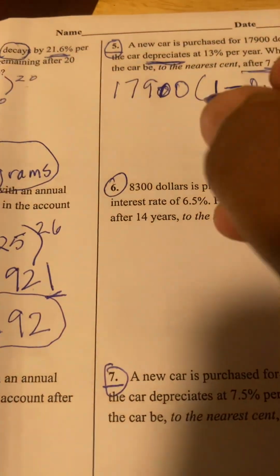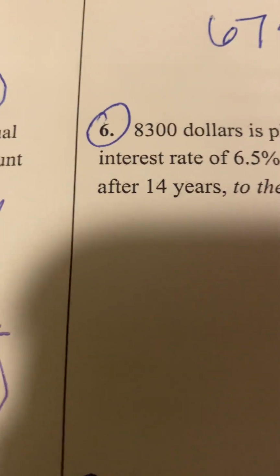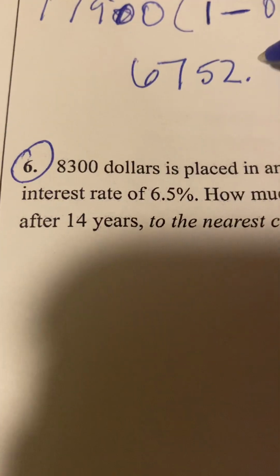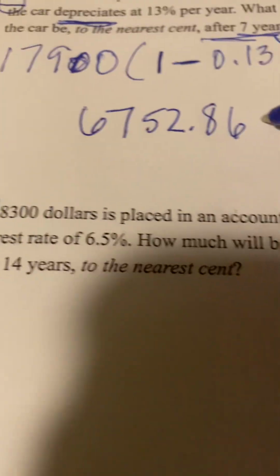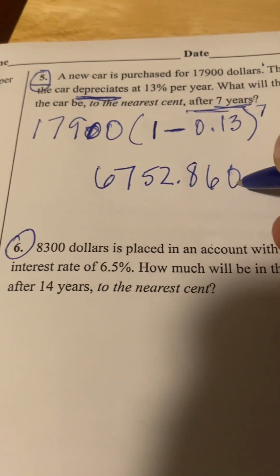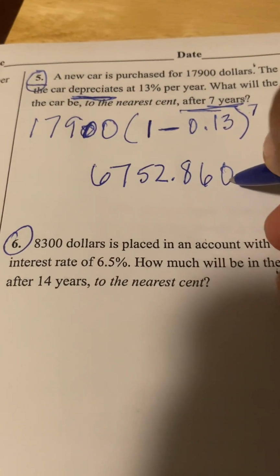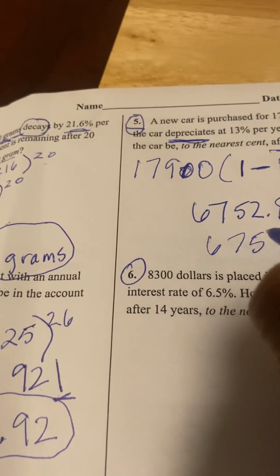That means we keep everything the same. 6,752. 8 is in the tenths place. 6 is in the hundredths place. 0 is in the thousandths place. So since the thousandths place, the third number, is below 5, we keep those two numbers the same and you're done.